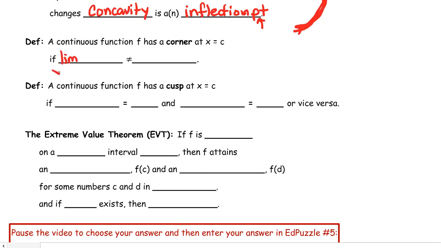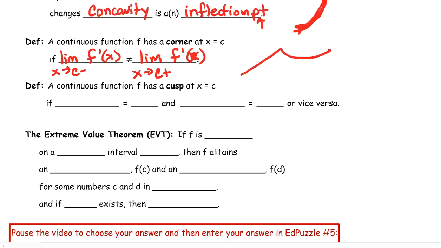All right, a continuous function has a corner if the two derivatives are different. So the left-hand derivative is not equal to the right-hand derivative. Remember that these were our symbols for the left and the right-hand derivatives. So what did that mean for a corner? That meant that the left-hand derivative here is a positive number and the right-hand derivative there is a negative number. When did a corner become a cusp?